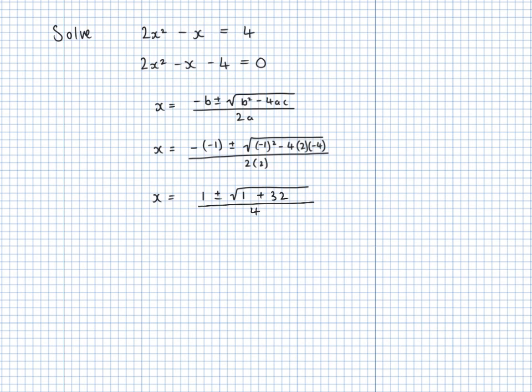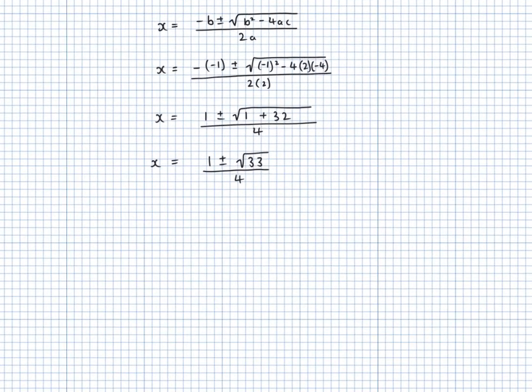Okay, and in the next line, I'm going to have 1 plus or minus the square root of 33 over 4. Now 33 does not have any factors that are square numbers, so I can't simplify that. So my two values this time will be x equals 1 plus root 33 divided by 4, or x is equal to 1 take away the square root of 33 over 4.